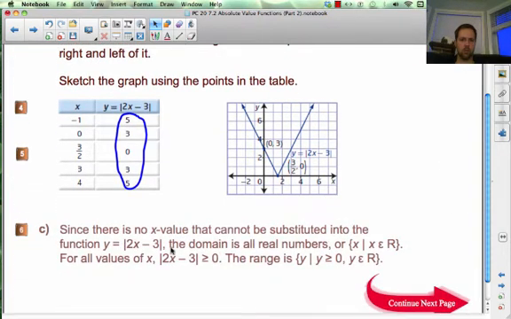So it says, since there's no x value that cannot be substituted into this function, the domain is all real numbers. So we're allowed to put any x whatsoever in here. You can put negative 2, you can put negative 2 million and 2, or positive 2 million and 2. It doesn't matter. Anything is possible. The range is only going to be positive numbers. It will never drop below 0 because we're always taking the absolute value of it. Okay? So it will always be greater than or equal to 0.